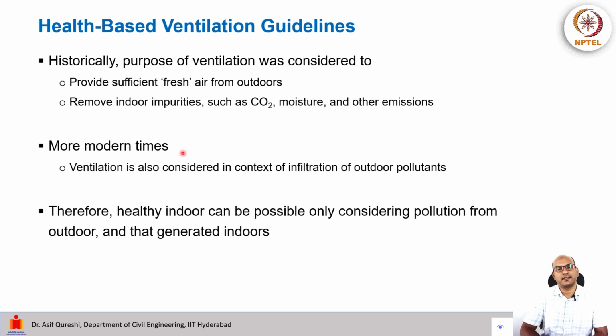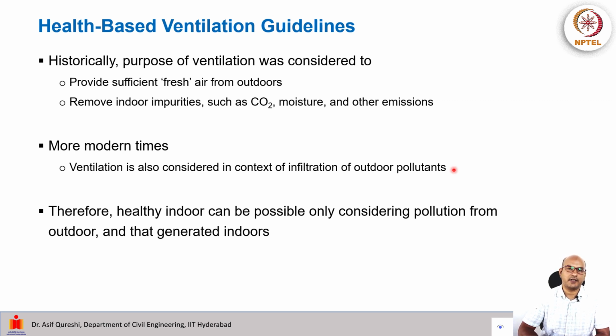Of course, in recent times, when the outdoor air itself is polluted, ventilation is also considered in the context of infiltration of outdoor pollutants. Now if the house has a window and it's just next to a very busy road, there are a lot of emissions outside, and in this case having more ventilation is probably worse for the indoor air quality. So in more modern times, we have to consider these kinds of situations also. What is the outside source? How is the outdoor air? Is it a traffic area, or is it an industrial area? We have to consider ventilation also in the context of the outdoor pollutants.